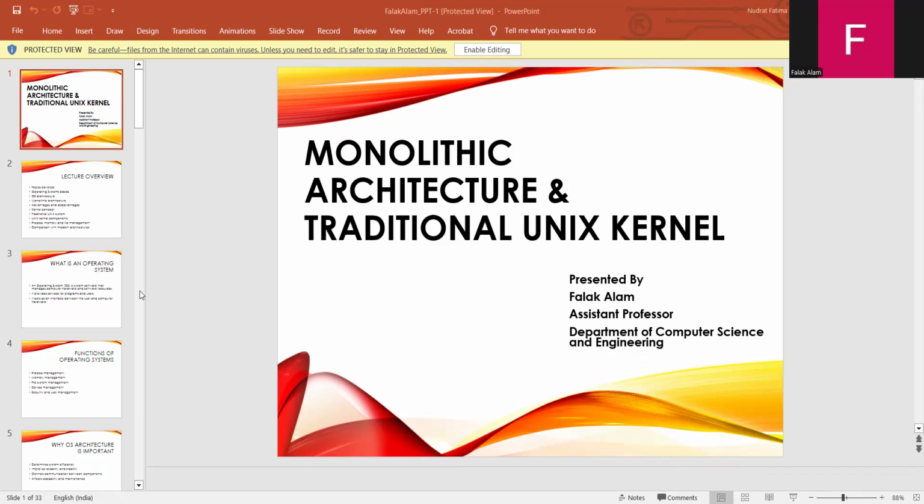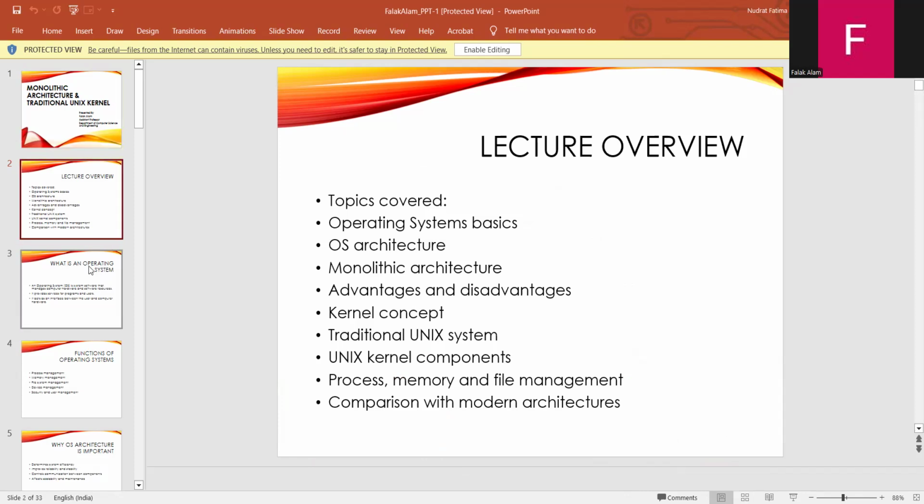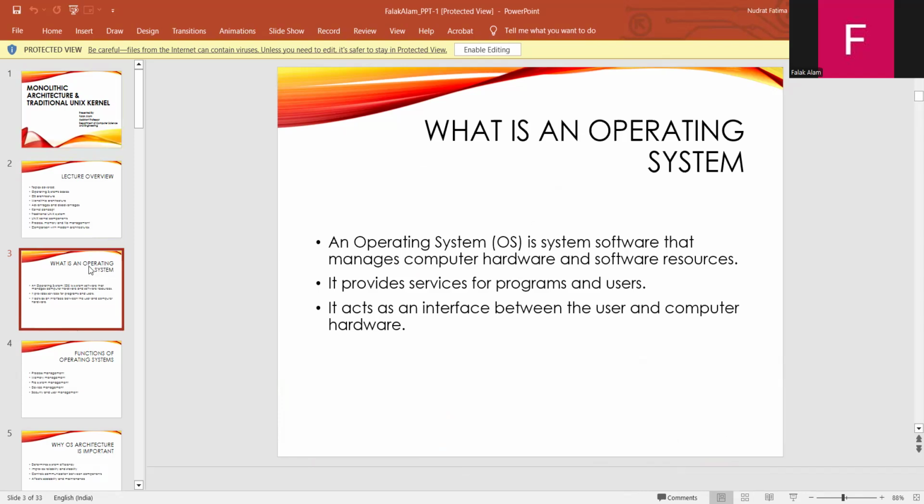Now moving forward with the first topic, that is the operating system. Now we'll understand what an operating system is. An operating system is a system software that manages computer hardware and software resources. It acts as an intermediary between users and computer hardware.